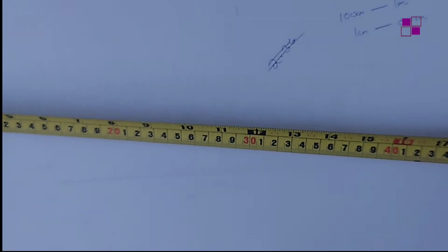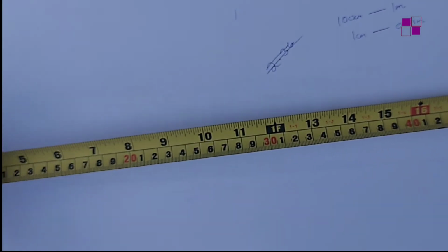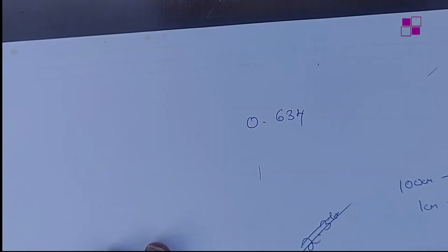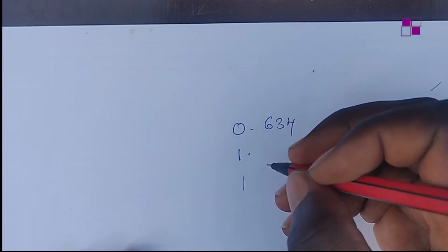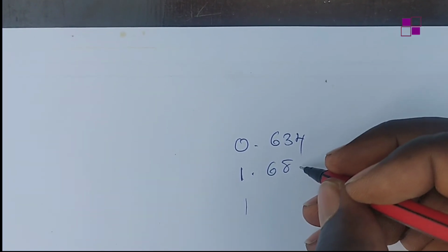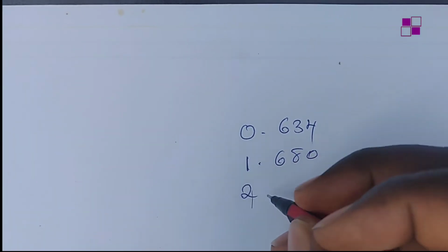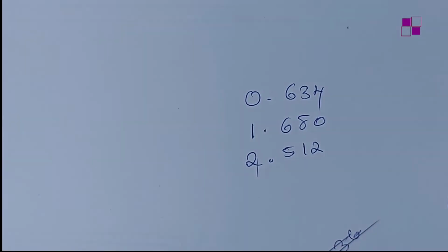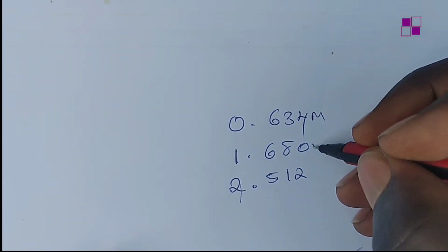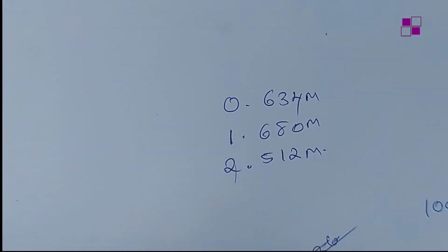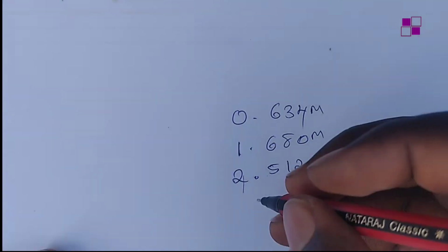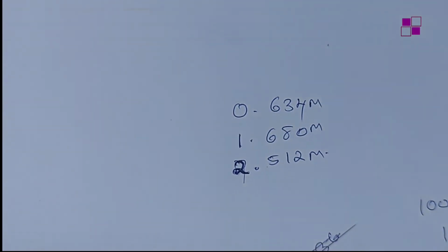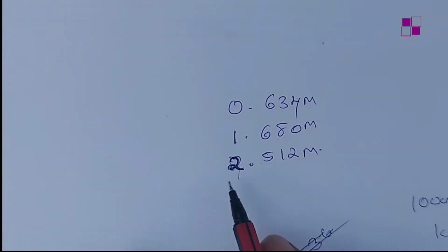What about, because most engineering drawings come with measurements like this. We have measurement like 0.634. We have measurement like 1.680. We can have measurement like 2.512. Mind you, all these are in meters, which is how most engineering drawings come. So this is 2. Forget about that 4 behind. Yeah, that's 2. Most engineering drawings come in these decimal places.